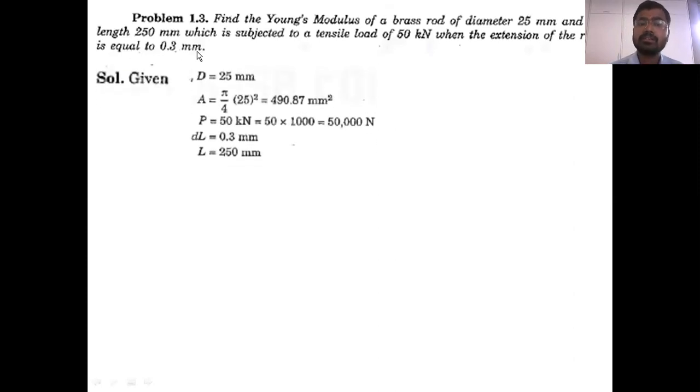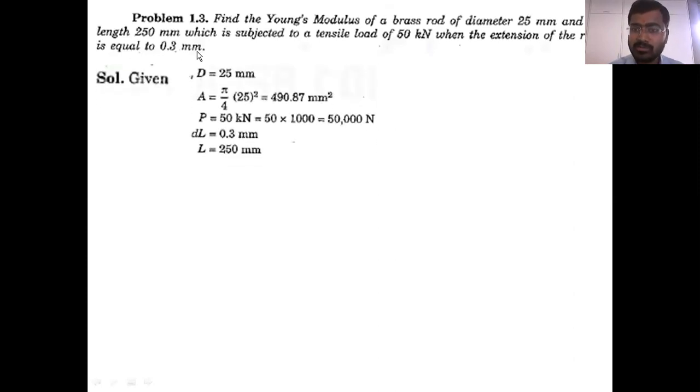Now let us go with our given dimensions. What is given there? The diameter was 25 mm, so the area you can calculate, which is equal to pi by 4 into d square. The loading is given as 50 kilonewton, so you have to change it into Newton. Kilo is 1000. Yes or no? So this will be 50,000 Newton.